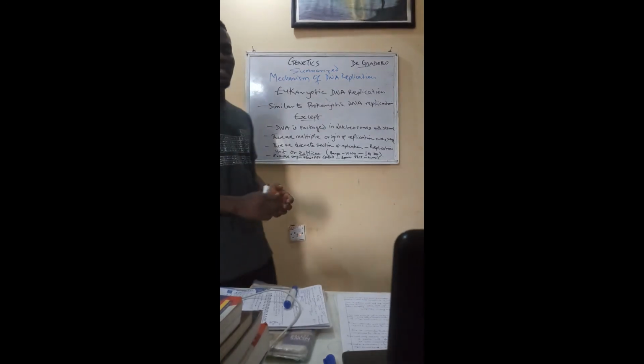Quickly, I would like to mention that the mechanism of DNA replication that I've explained thus far is more precisely for prokaryotes, studied in E. coli. However, there is little difference in the mechanism of DNA replication that you find in eukaryotes, that is, multicellular organisms. Okay, now what is this difference?